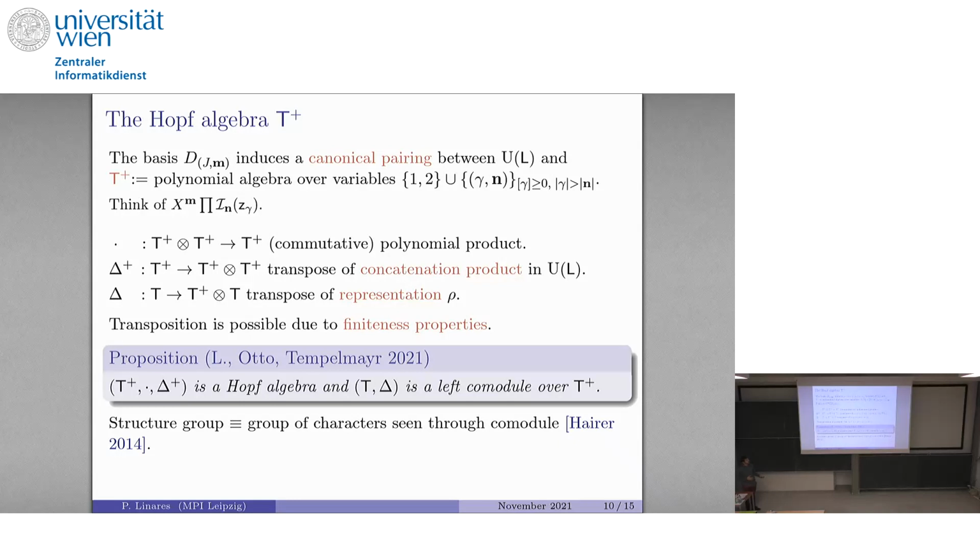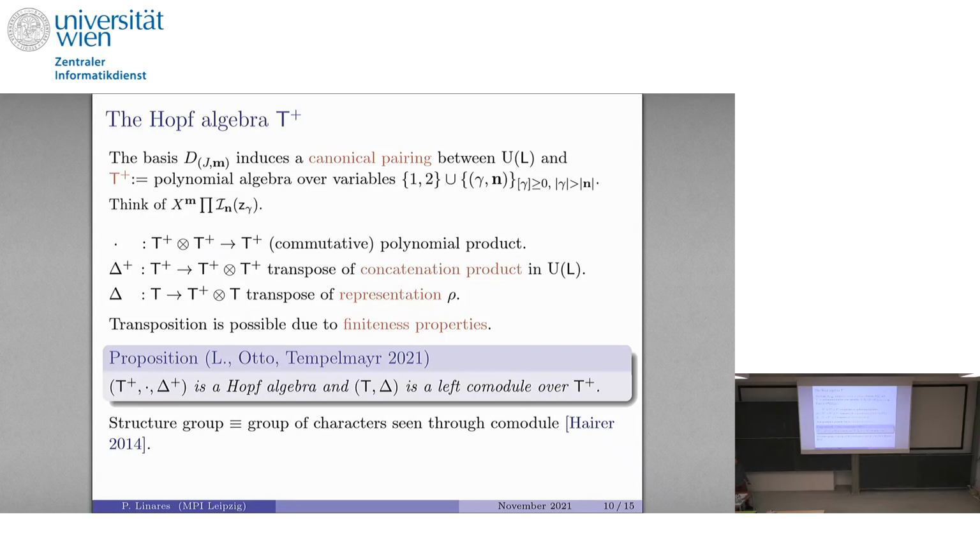Here I'm not including noises, so in this case it's not quite needed in what I'm writing, but it's essentially the same type of construction. So we have this commutative polynomial product, and then it's just a matter of how we can transpose the concatenation product and turn it into a co-product. And also this representation rho being transposed and getting a co-module structure that is non-trivial, that requires some technical properties which are related to finiteness properties of the structure coefficients of the Hopf algebra U of L.